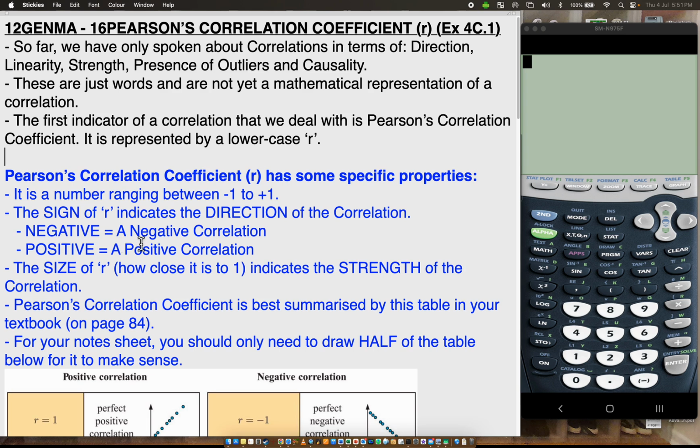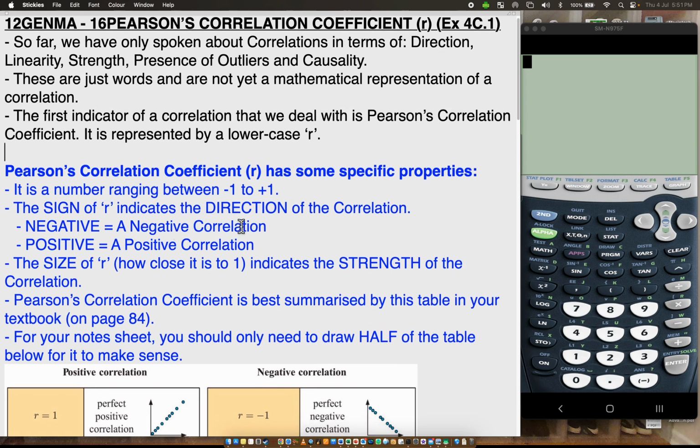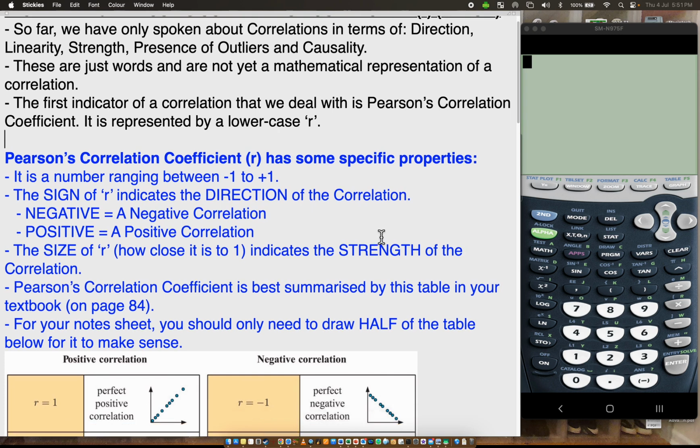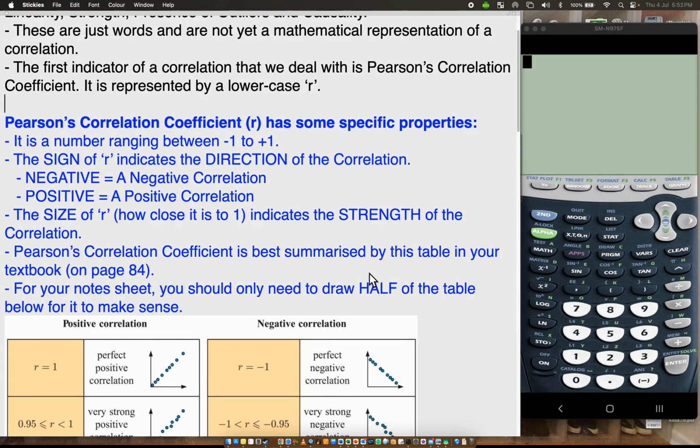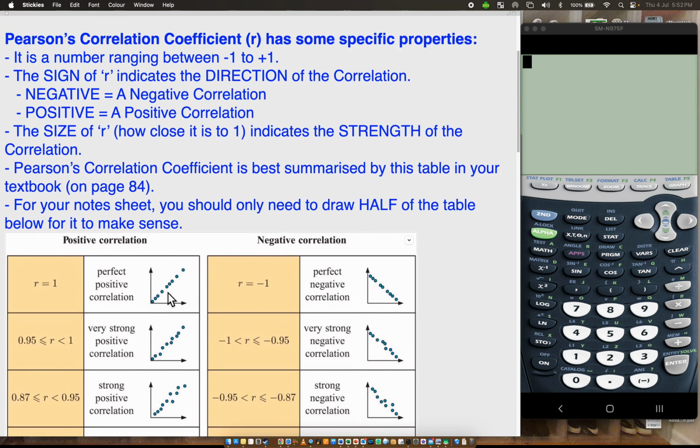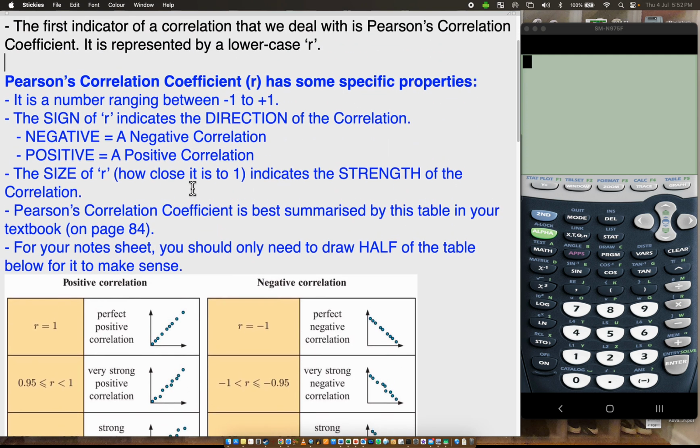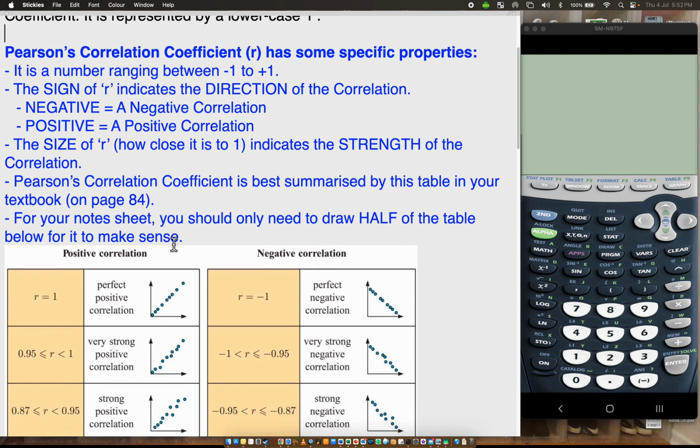If the sign is negative, then the correlation goes down to the right, so like this, negative correlation here. And if the sign of r is positive, it's a positive correlation, so it goes up to the right, like this. Then the size of r, the size of Pearson's correlation coefficient, which, because it ranges from -1 to +1, the biggest it can be is 1 or -1. So the size of r, being how close it is to 1, indicates the strength of the correlation.